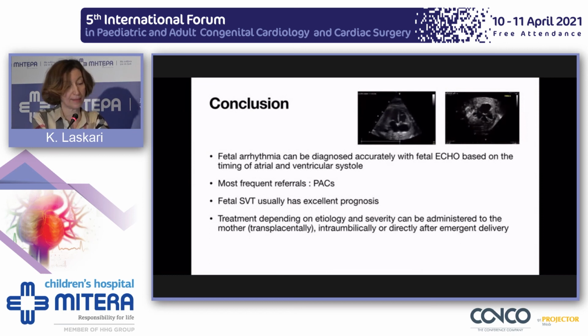The treatment depends on the etiology and severity of the tachycardia or bradycardia, of the fetal arrhythmia. First-line treatment is given to the mother and to the fetus transplacentally, but in some cases it can also be given through the umbilical veins and directly after emergent delivery.